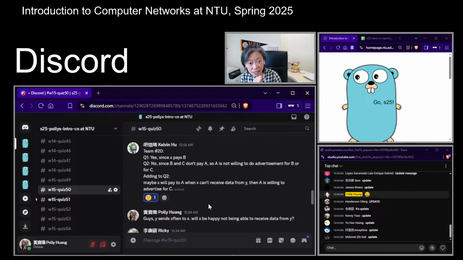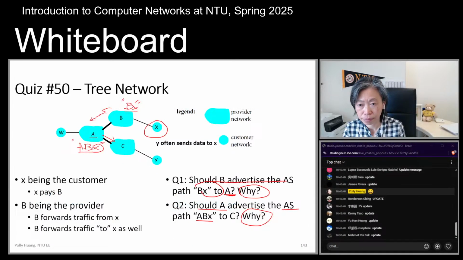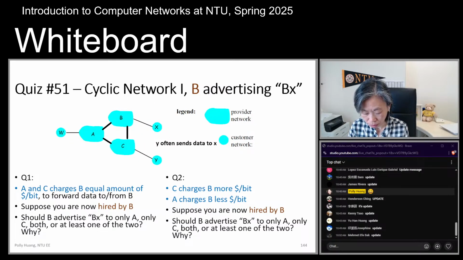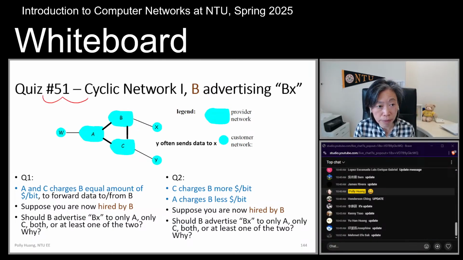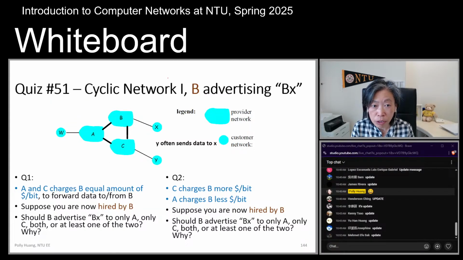Now let's move on to the next scenario, which is slightly more complicated. So this is quiz 51. Let's go to quiz 51. Okay, so in 51, you see that the network looks a little bit different. It's now back to the network that we show in the video. So it's cyclic now. A, B, C are well connected. And we know for sure, as you answered in quiz 50, B should definitely advertise BX.